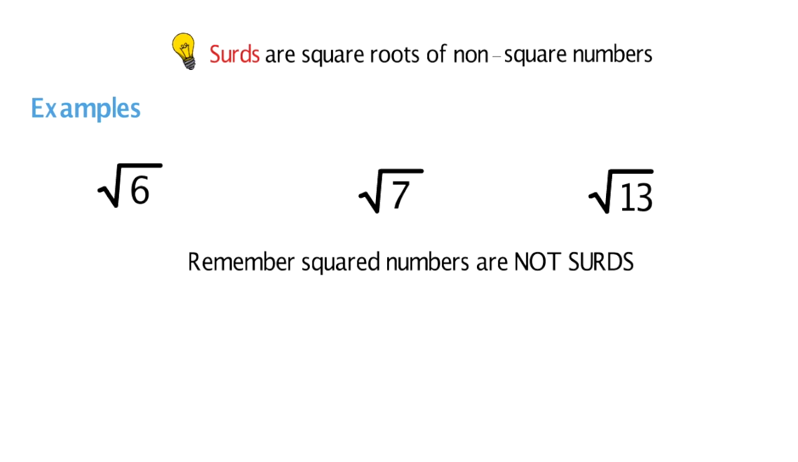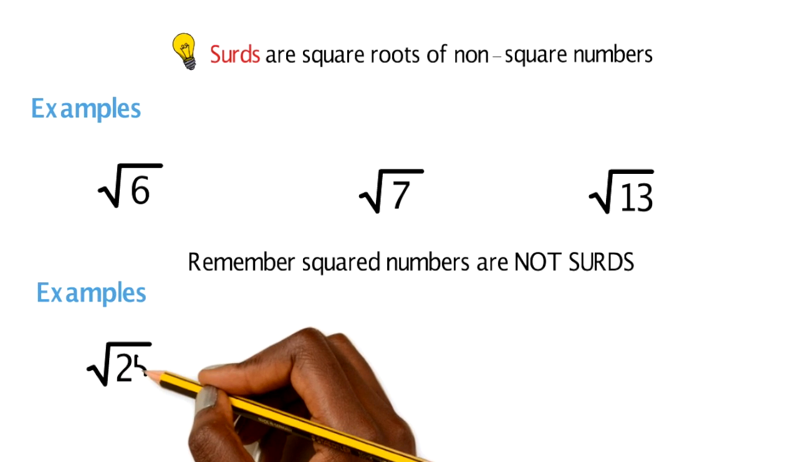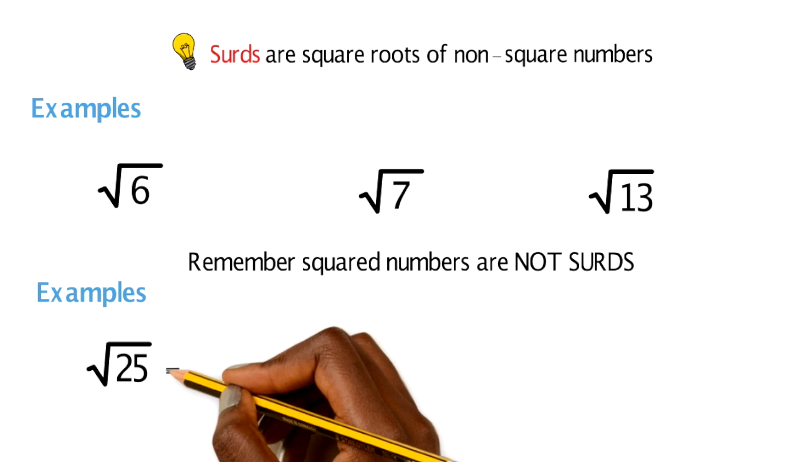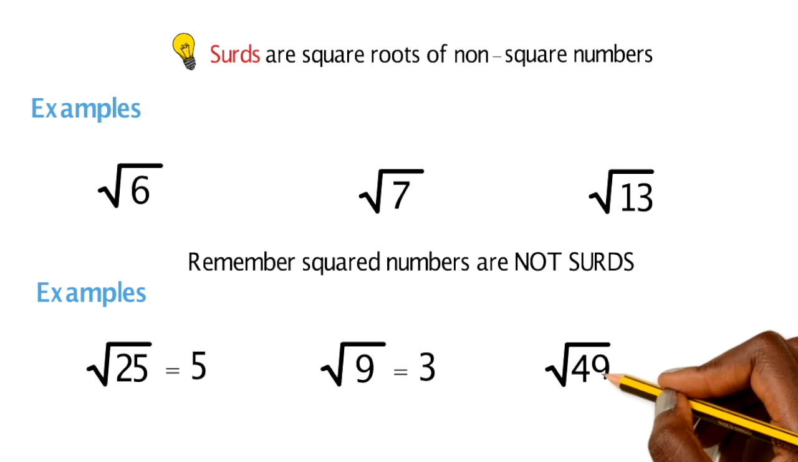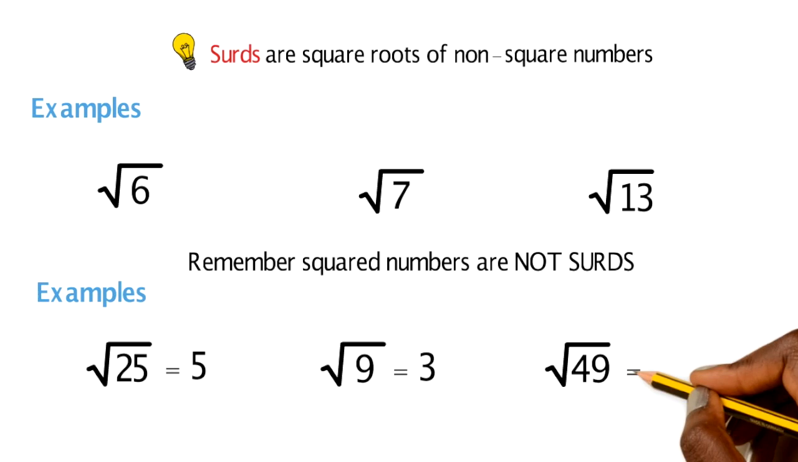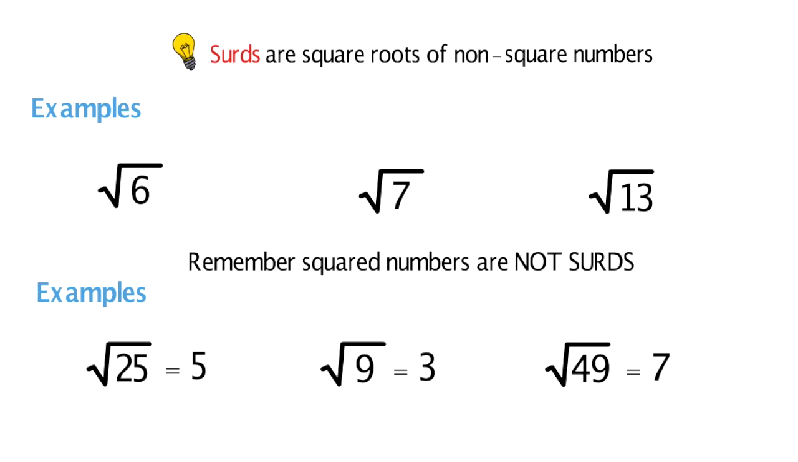So remember, squared numbers are not surds. Why? Because they can be simplified when you square root them. For instance, if we've got root 25, we know that the square root of 25 is 5, and therefore it is not a surd. Another example, if we have root 9, the square root of 9 is 3, so that is not a surd. And lastly, if we look at root 49, we know the square root of 49 is 7, so therefore these examples are not surds.